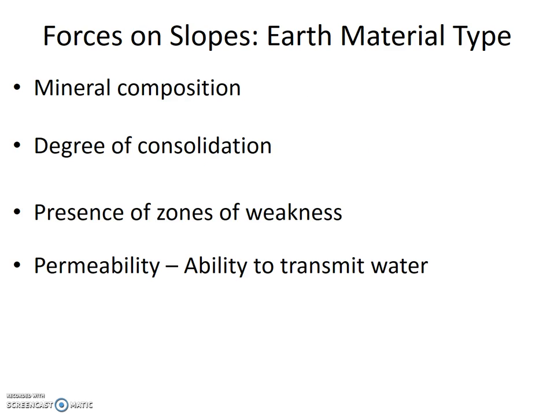So in summary, the things we care about in earth material type that affect the landslide hazard include mineral composition, degree of consolidation, presence of zones of weakness, and permeability. And, due to our lengthy discussion, you know why. If you don't, review it.